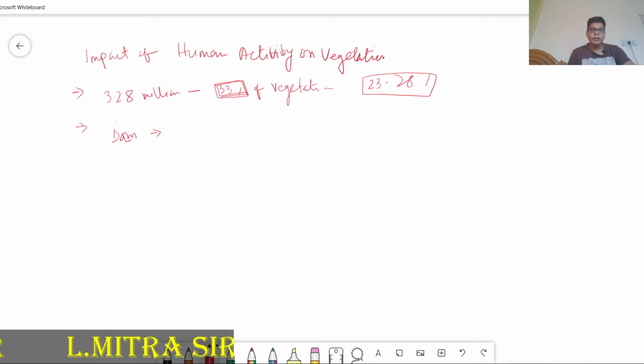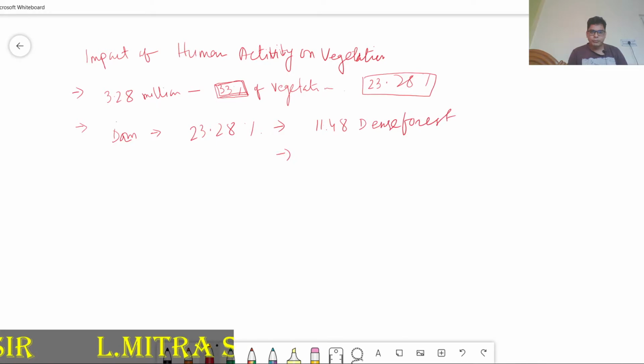Of the 23% total area, how much is what? There is 23.28% forest area. Among them, the dense forest is only 11.48%. Then another type of forest is the open forest, at 7.76%. So these are the total amounts of forest.